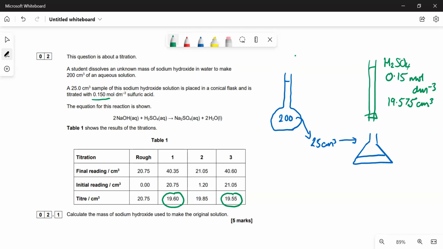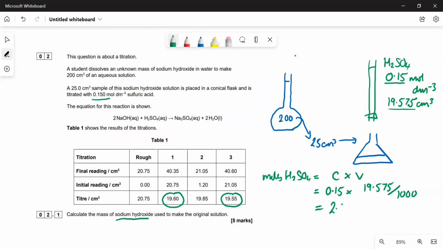Okay, so now we've got to calculate the mass of sodium hydroxide. First of all, I'm going to work out the moles of sulfuric acid because we've got the concentration and we've got the volume. Okay, so let's do that. Moles is equal to the concentration times the volume, 0.15 multiplied by 19.575 over 1,000, because the volume is going to be in dm cubed, of course. That gives us a number of moles of 2.936 times 10 to the minus 3.